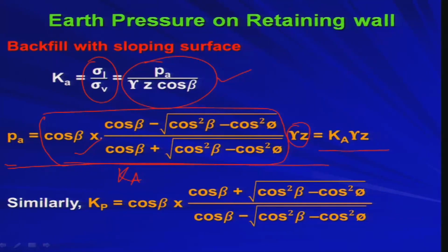Okay. So, similarly, I am not going into much detail for the passive thrust. In a similar fashion, you can find out the passive earth pressure coefficient in the sloping backfill. Okay. So, that will be equal to cos beta into this part. So, that will give you the passive earth pressure coefficient for inclined backfill. Okay.